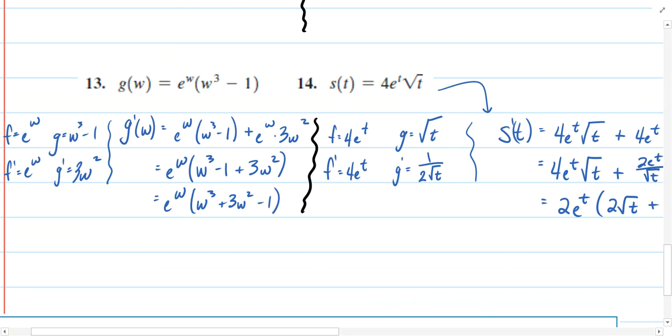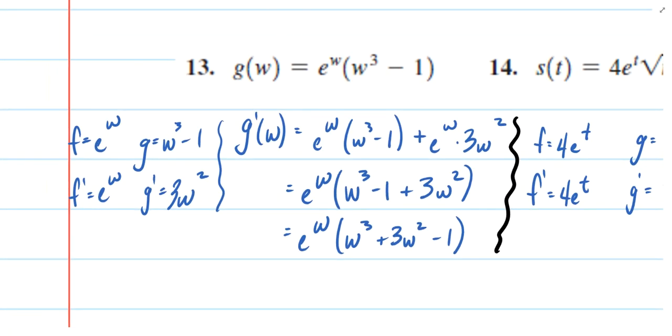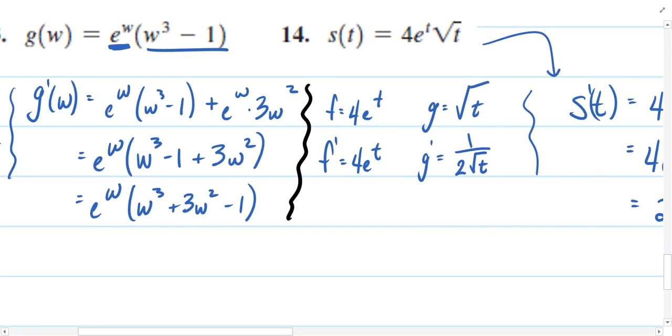And in problem 13, again, I think these two are fairly straightforward. For number 13, I chose the f function to be e to the w power and the g function to be w cubed minus 1. After identifying those components, cross-multiplying across these two diagonals and summing them together, and looking for common factors to help factor or combine like terms, I ended up with each of these three answers.